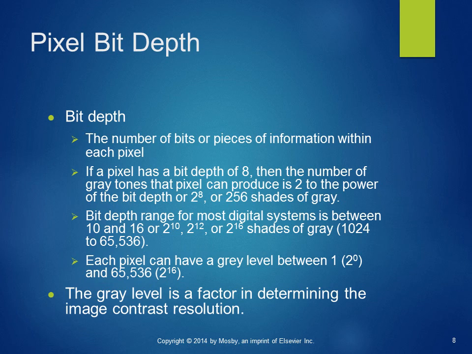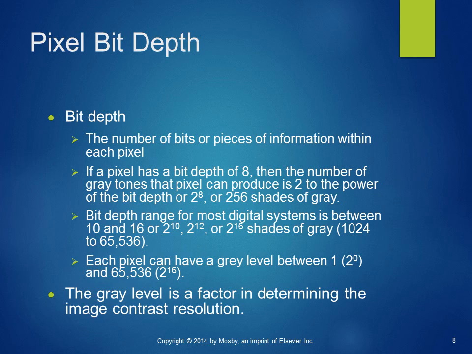Pixel bit depth. Bit depth is the number of bits, or pieces of information, within each pixel. If a pixel has a bit depth of 8, then the number of gray tones that a pixel can produce is 2 to the power of the bit depth, or 2 to the 8, or 256 shades of gray. Bit depth range for most digital systems is between 10 and 16, or 2 to the 10th, 2 to the 12th, 2 to the 16th shades of gray.